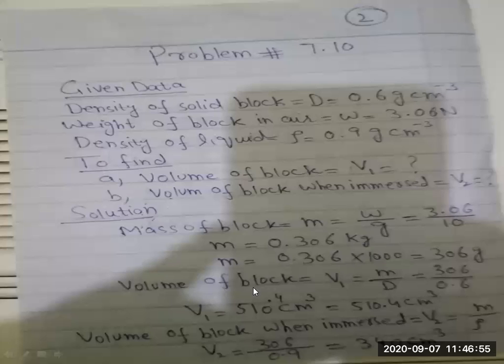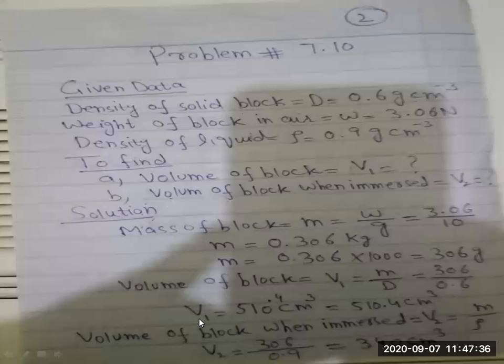And the volume of the block. First of all, we want to find the volume of the block, and the formula is density is equal to mass per unit volume. From that formula, separate out volume: V1 is equal to m over D. In this case, we will use the density of the solid block, because we are finding the volume of the block. So the density of the solid block is 0.6 and the mass is 306 gram. If you divide this, you will get 510.4 centimeter cube, which is the unit of volume.